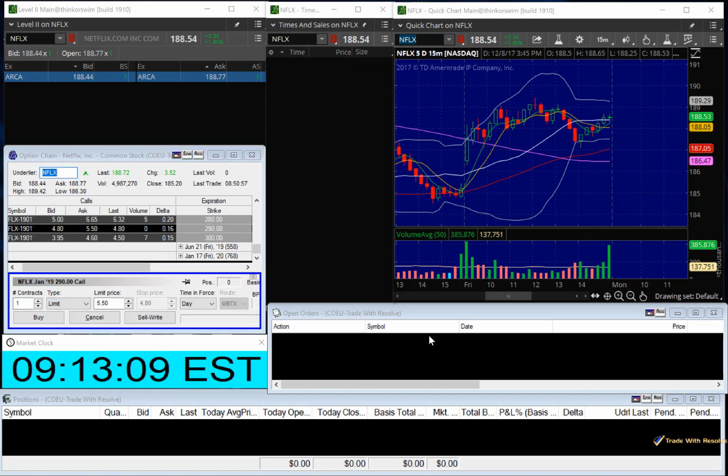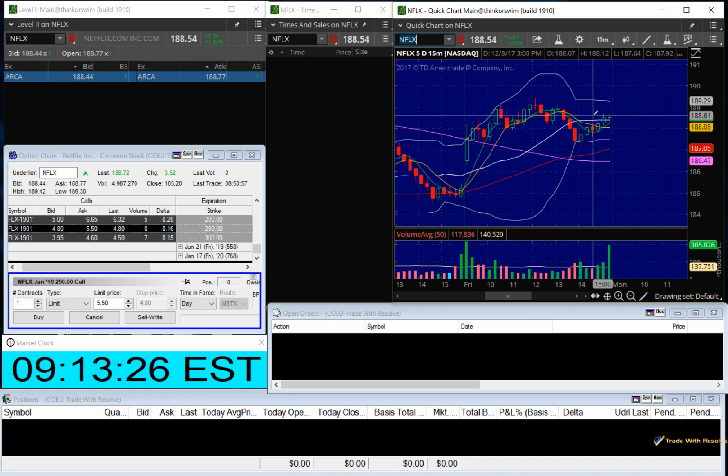Now, another tip that I'd like to give you is whenever you place a stop loss order, be sure that you never move your stop loss order away from your target exit price, right? So let me give you an example.